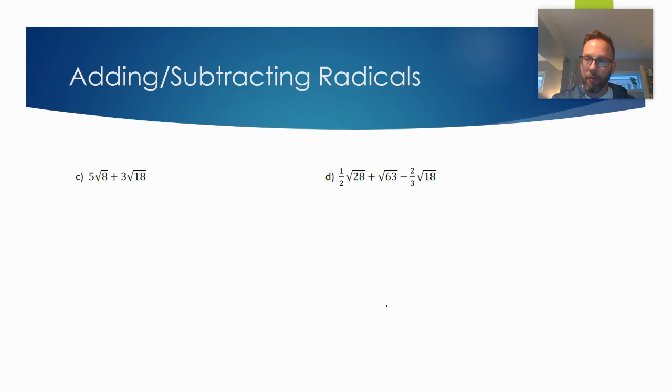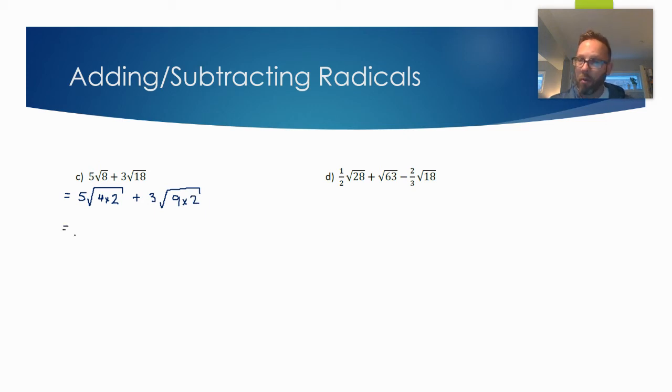Let's do some more examples together. So let's look at C. We have 2 unlike radicals. We can't mash them together, but what if we simplified each one? Maybe we could. So let's look at 5 root 8 first. Is there a perfect square number that goes into 8? Yeah, 4. I can write that as 5 times the root of 4 times 2. And let's do the second one at the same time. So is there a perfect square number that goes into 18? Yeah, 9. I can write that as 9 times 2.